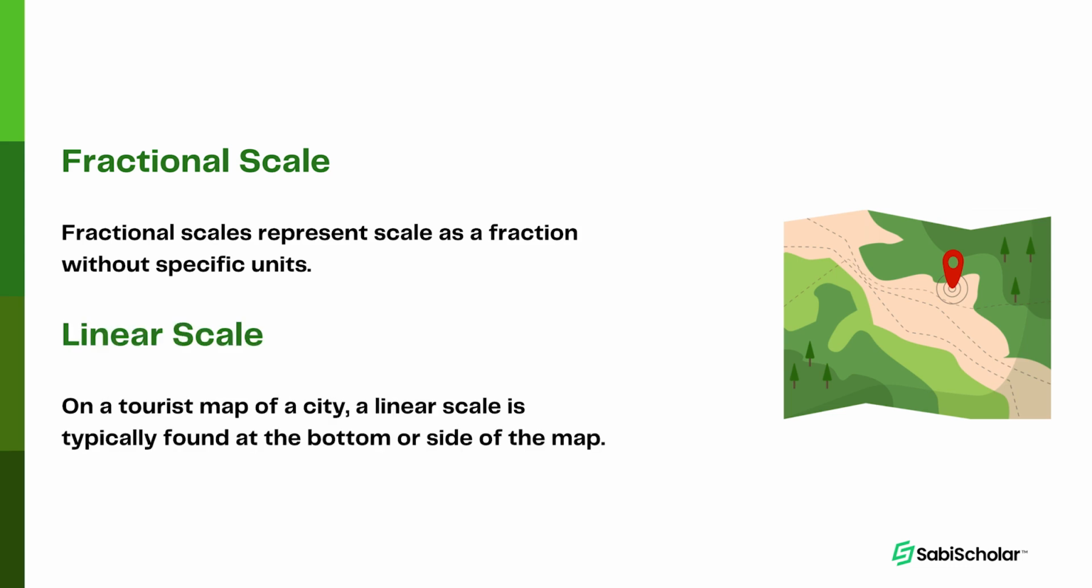Next, we have the linear scale. On a tourist map of a city, a linear scale is typically found at the bottom or side of the map. It may be labeled as 1 inch is to 1 mile. If a tourist wants to walk from one attraction to another, they can use the linear scale to estimate walking distances by measuring the distance on the map and converting it into miles, to know if it's walkable or if they'll have to use a vehicle to get to that particular point.